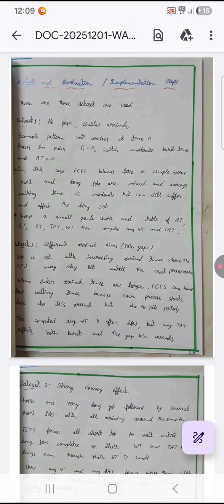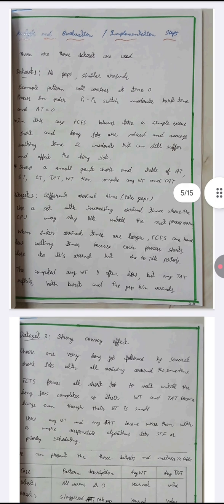Analysis and evaluation. Here we have considered three datasets. Dataset 1: no gap, similar arrival. Example pattern: all arrival time 0, processes P1 to P4 with moderate burst times. In this case FCFS behaves like a simple queue; short and long jobs are mixed, and average waiting time is moderate but can still suffer because of the long job. Show a small Gantt chart with burst time, completion time, turnaround time, waiting time.